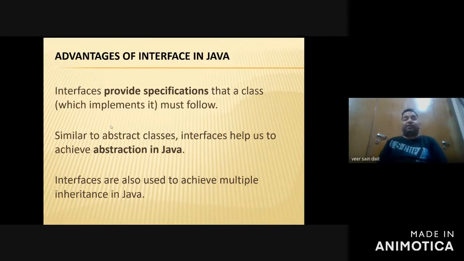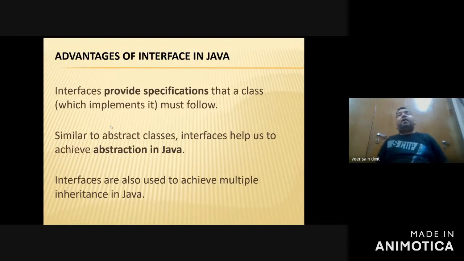Interfaces are also used to achieve multiple inheritance in Java. As I told you earlier, in Java you cannot implement multiple inheritance directly, right? By using classes, you cannot. And I told you the reason also. What is multiple inheritance? I told you that multiple inheritance is when there is more than one superclass, and you are inheriting the properties and methods of those superclasses into a single subclass.